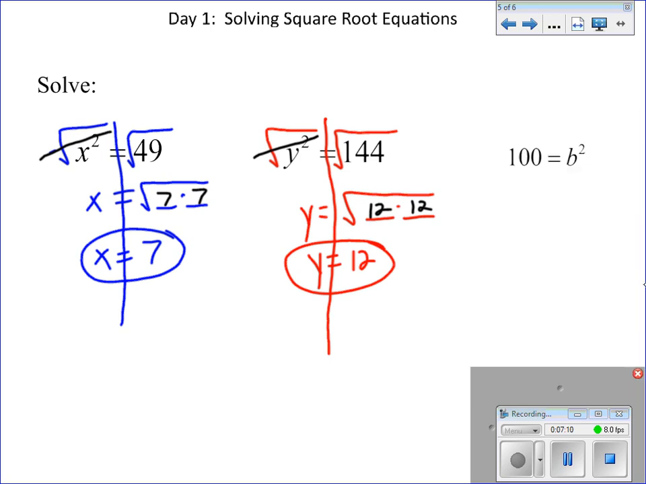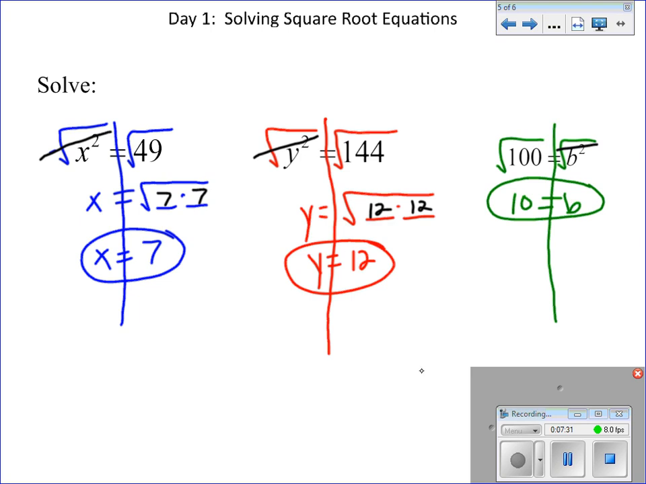And then finally, our last problem. This time the variable is on the right side, but it doesn't change anything. We still have it being squared, so we have to square root, because that's the opposite of squaring a number. We're left with b, and the square root of 100 is 10.